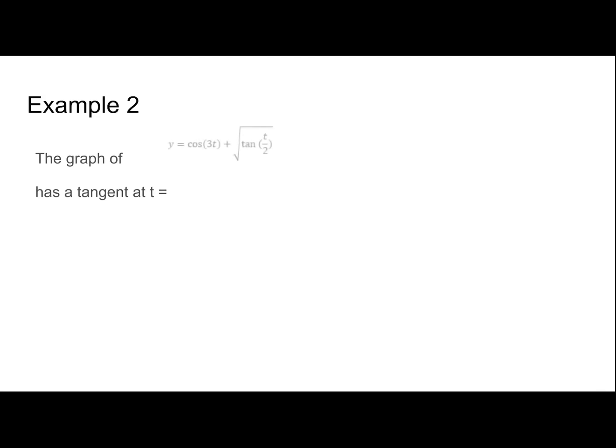Example 2. The graph of y equals cos 3t plus square root of tan t over 2 has a tangent at t equals pi over 2. Find the equation of the tangent. In level 2 calculus, in the differentiation and integration standard, we would have covered finding the tangent at a point. We simply need to find the gradient at that point, and substitute the y value at that point to find the c value. That's all that we need to do.